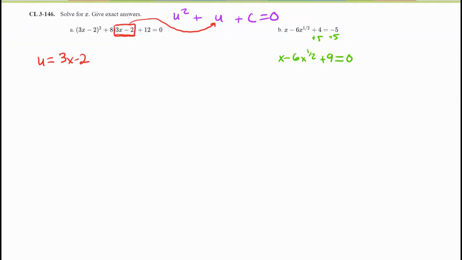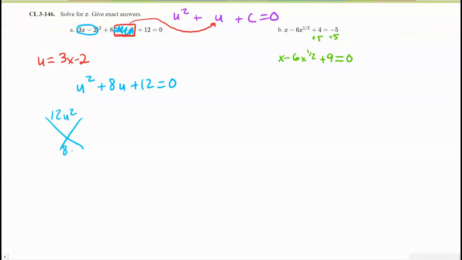So when I rewrite that, what you should see is that it helps us out. We end up getting u squared, because I'm replacing this with u squared, plus 8u, because I'm replacing this with u, plus 12 equals 0. Now I can just factor this using the diamond and box.